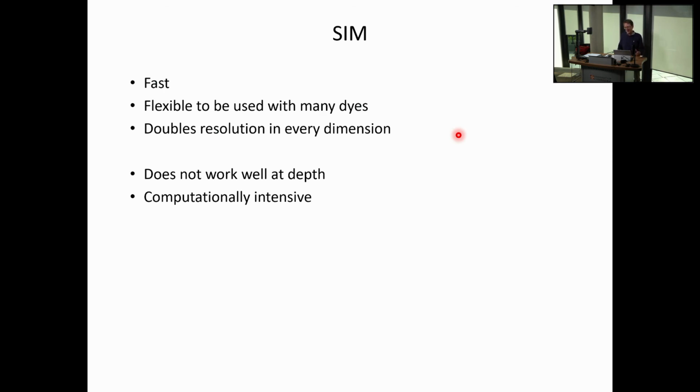Disadvantage of SIM is it does not work well at depth. And the reason for that is you need to write these patterns, and to get those patterns faithfully projected into the sample, you cannot afford to have them distorted. If you distort these patterns because of scattering and other things as you go into the sample at depth, then the phases are no longer known, and you don't know exactly what the excitation pattern is, and then the method doesn't work very well anymore.